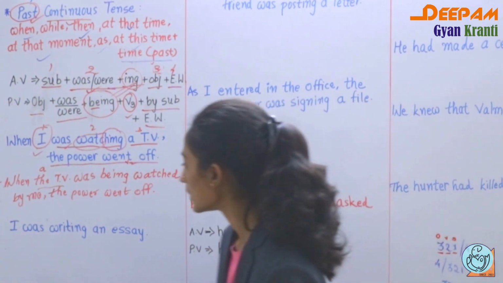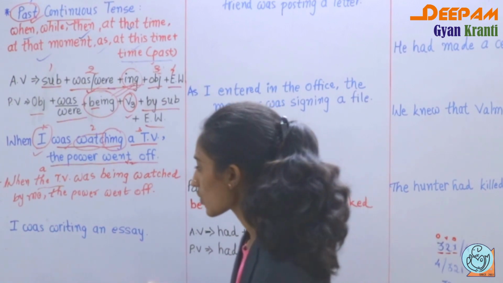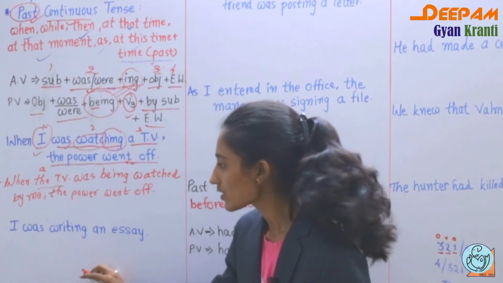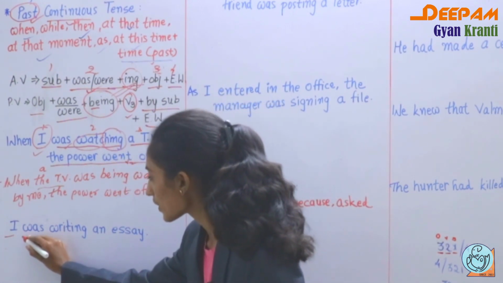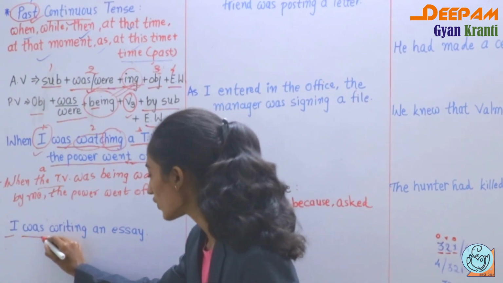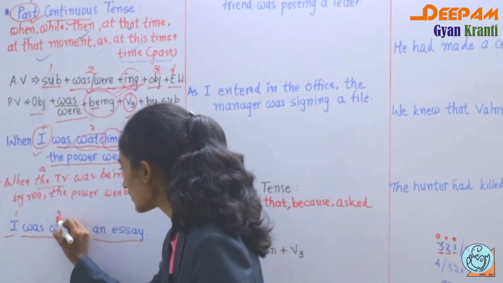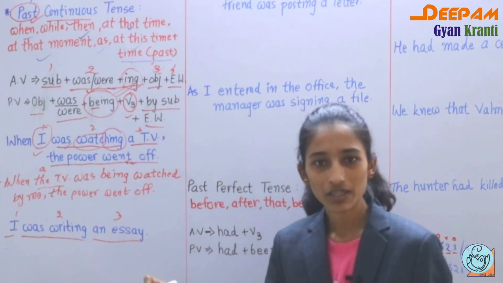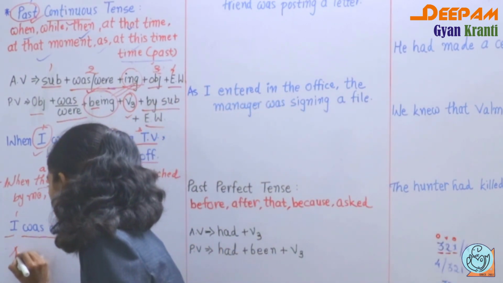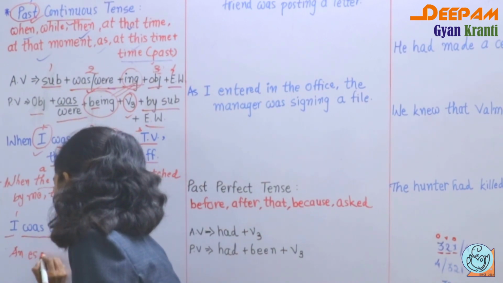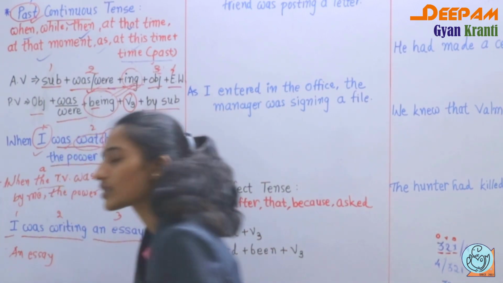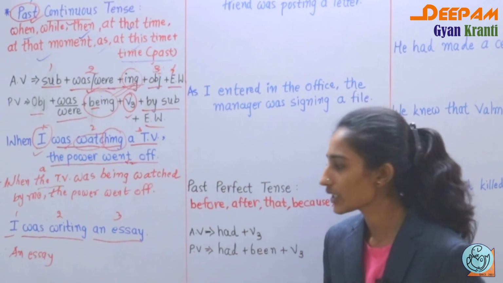Let's check the second number. I was writing an essay. First we have to make the parts. Subject I, was is the helping verb, writing is the main verb, and an essay. So I'm writing here 1, 2 and 3. So the third number comes first. So what is the answer? An essay. Now is essay singular or plural? An essay means one essay, so it is singular.